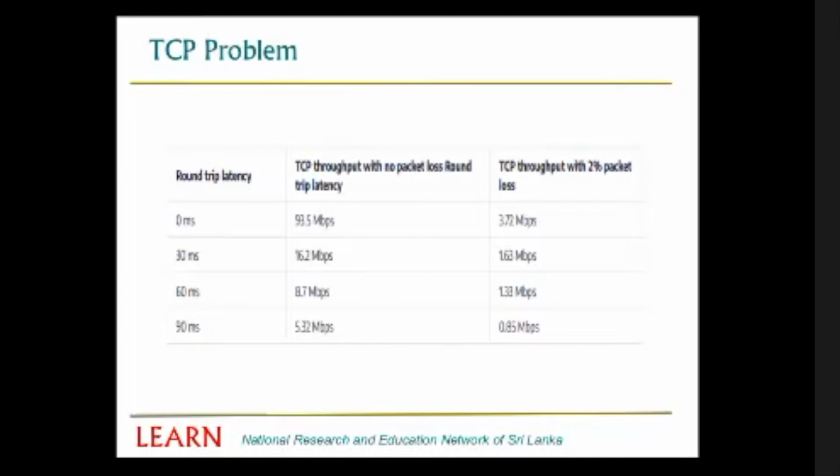Likewise, in this case, when we increase latency from 0 millisecond to 30 milliseconds, TCP throughput will be drastically reduced to 16.2. Likewise, you can see the results up to 90 milliseconds.